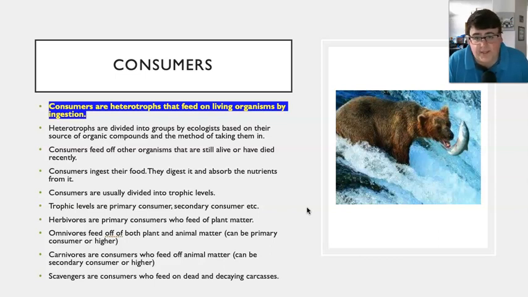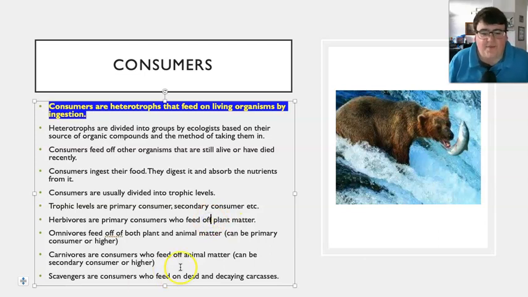You've looked at all of these in the Year 9 Australian curriculum. Okay, primary consumer is the first consumer. It's generally going to be eating plant matter, which means it's going to be a herbivore. Okay, so herbivores are primary consumers that feed off of plant matter.